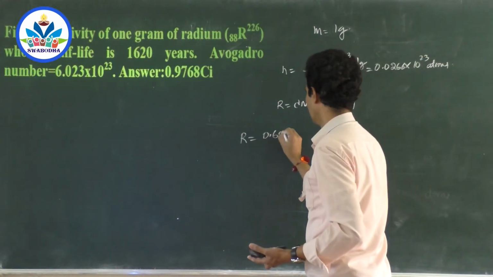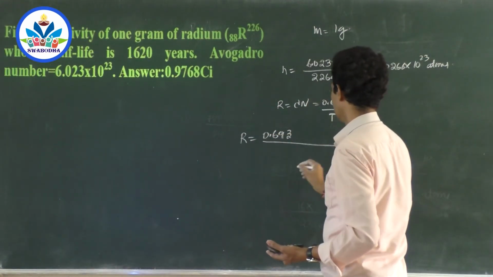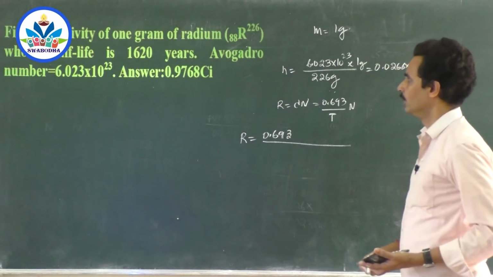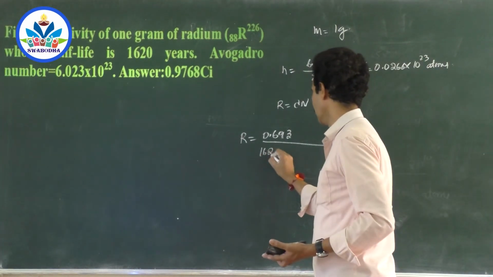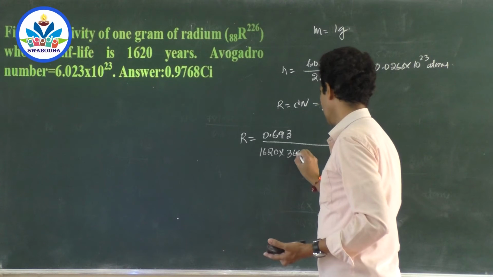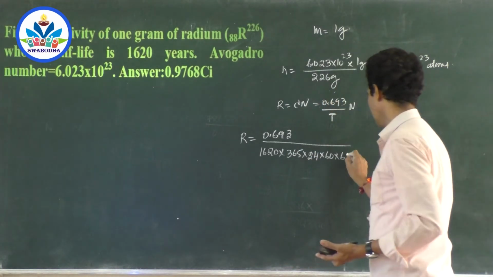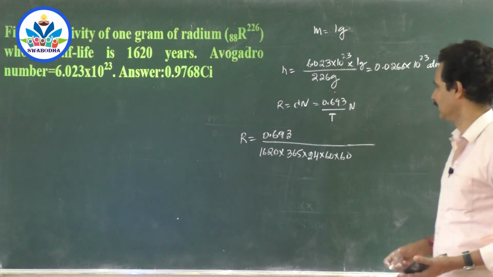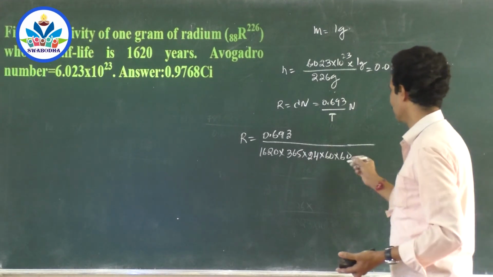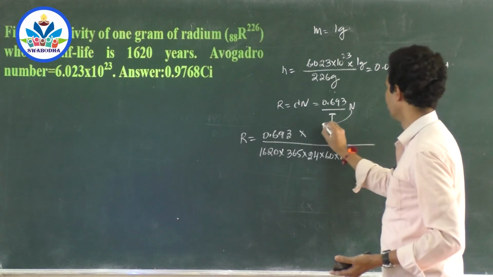0.693 divided by half-life, 1620 years, 365 days, 24 hours, 60 minutes, 60 seconds. Such a large number, into the number of atoms.